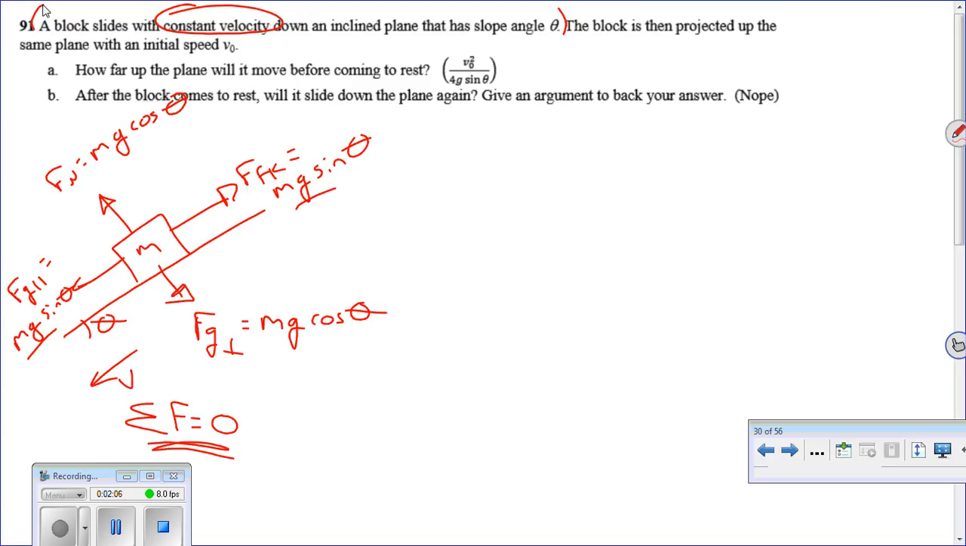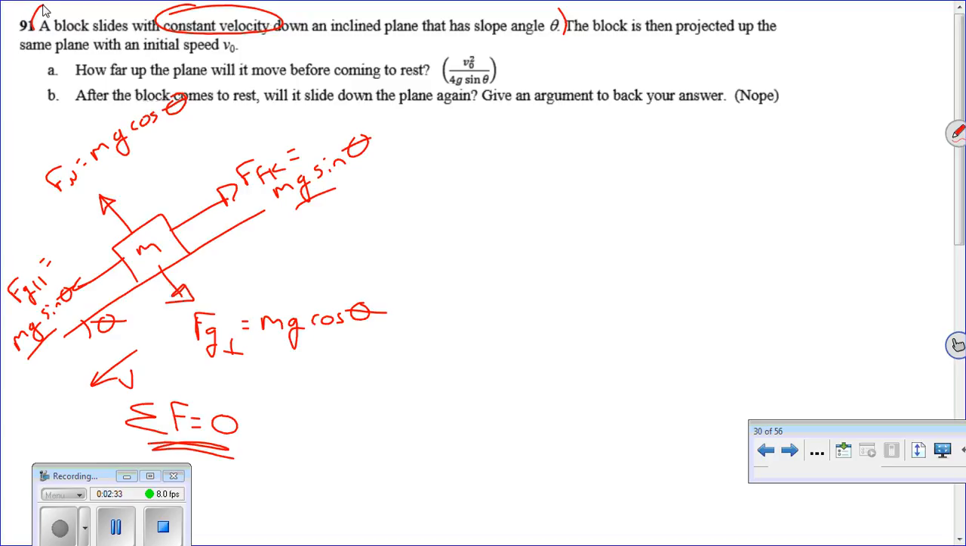Now, if you want, you could go through at this point and find your coefficient of friction, which is definitely worth doing. It turns out to be the inverse tangent of theta, if I remember correctly. I think that's right. But that's not what we need to do. So that's that. Now, remember, your force of kinetic friction is a fixed value, right? It's dependent on the surface and your normal force.